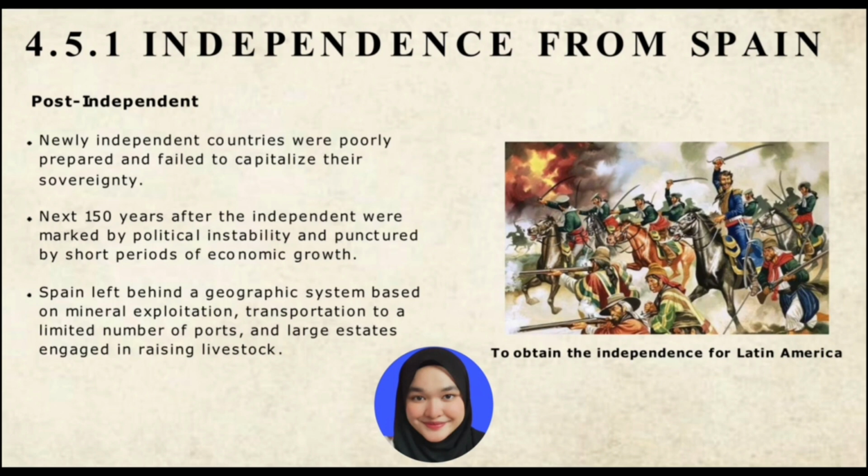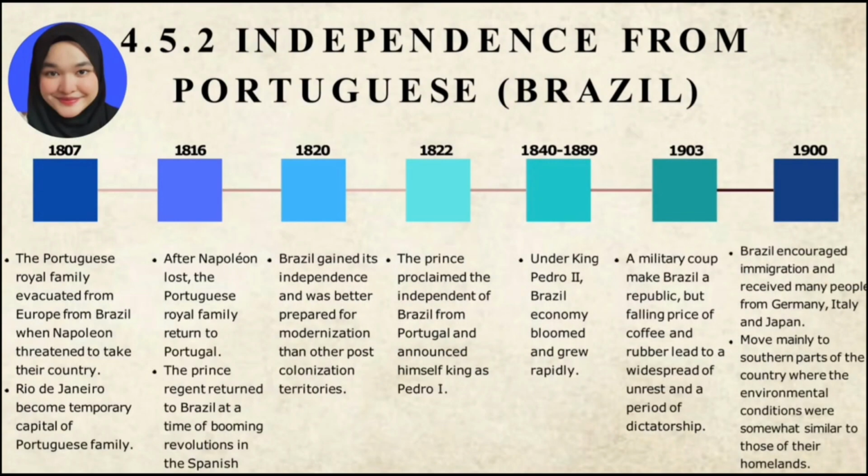Spain left behind a geographic system based on mineral exploitation, transportation to a limited number of ports, and large estates engaged in raising livestock. So here is the flow of independence from the Portuguese in Brazil. In 1807, the Portuguese royal family evacuated from Europe to Brazil when Napoleon threatened to take their country. Rio de Janeiro became the temporary capital of the Portuguese family.